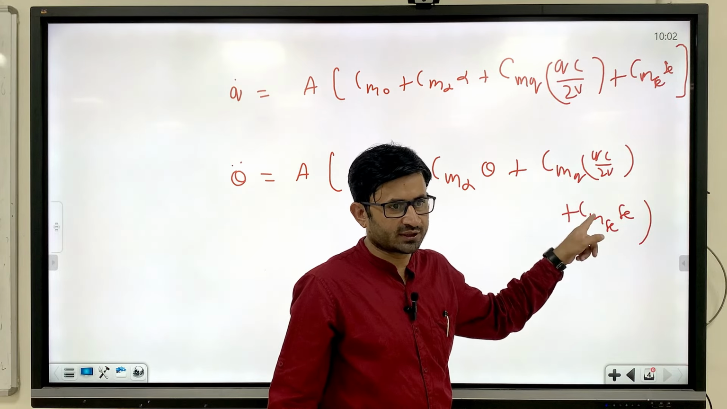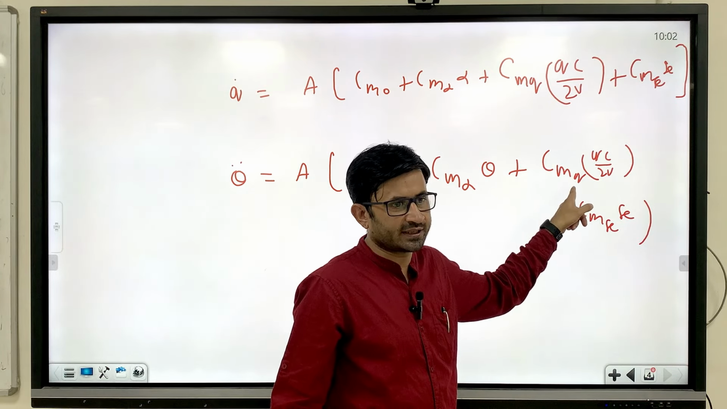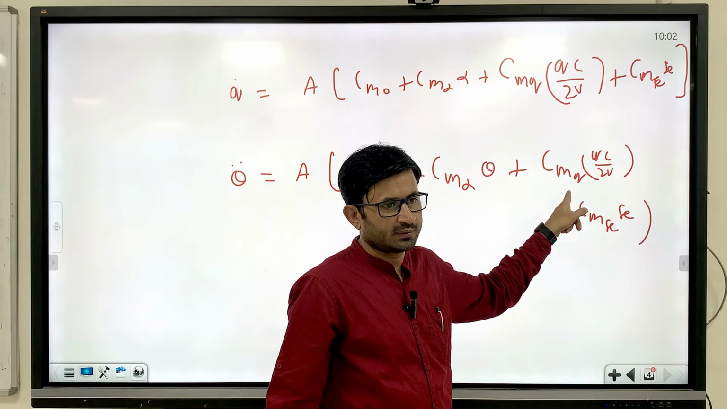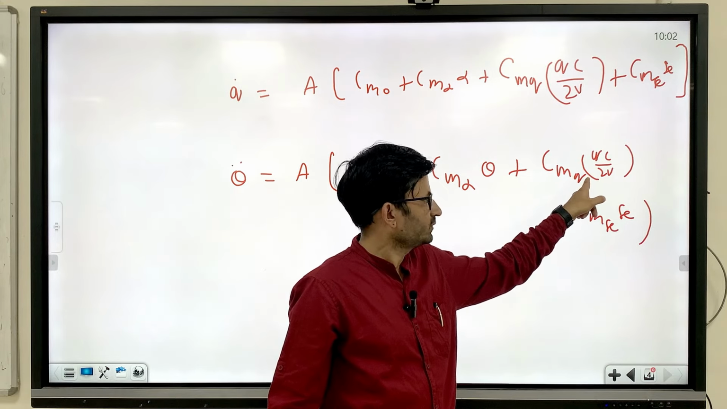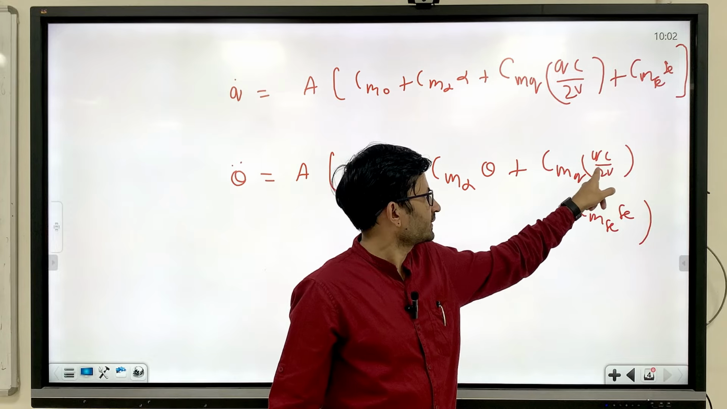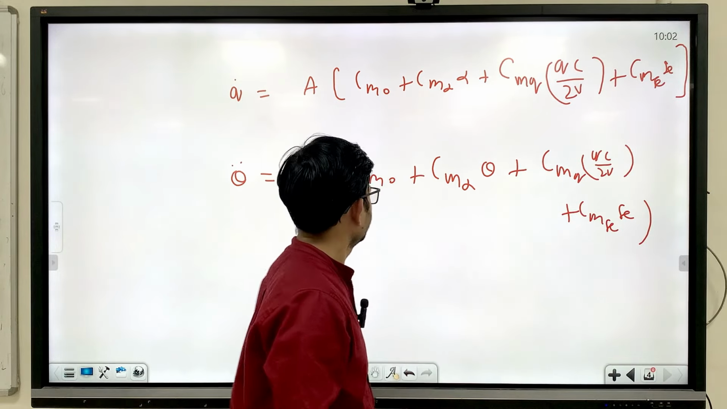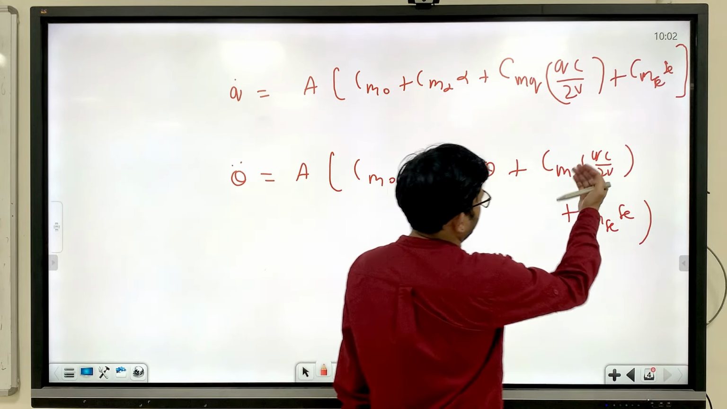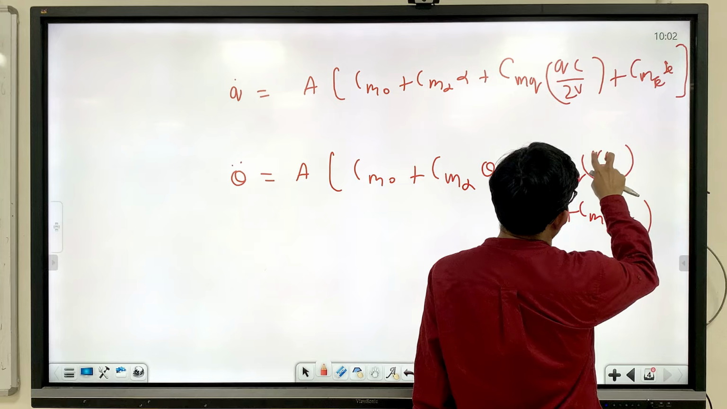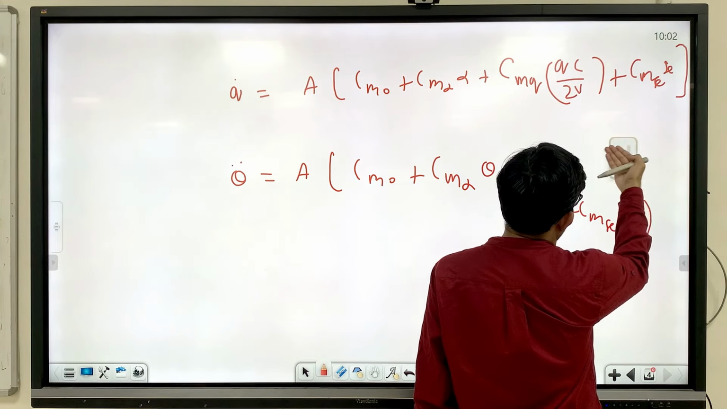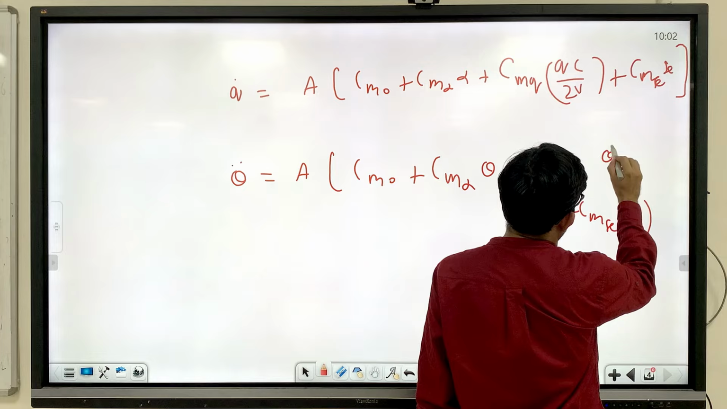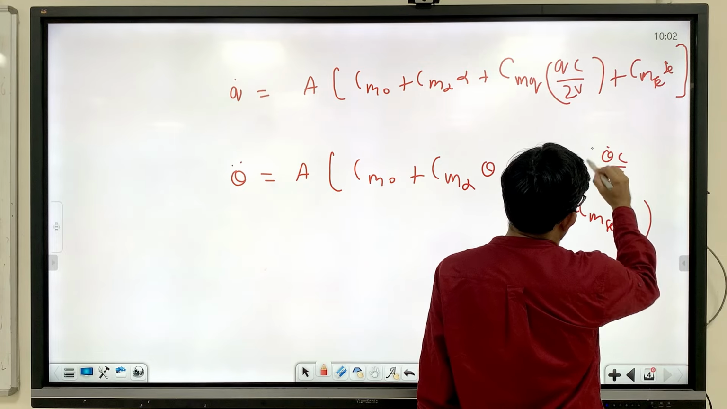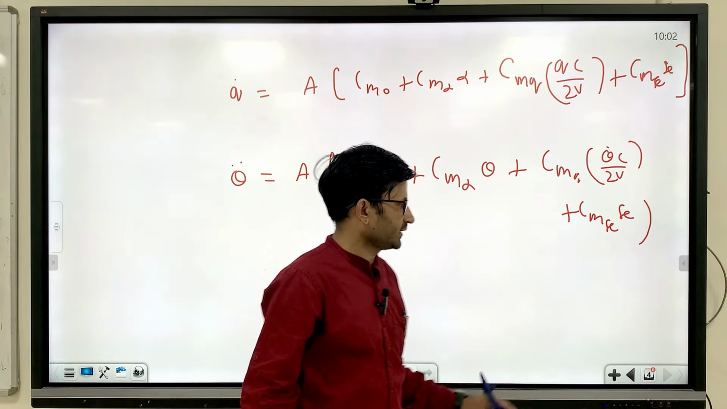Now, why have I written QC divided by 2V? Because you have to non-dimensionalize the things. This pitch rate has some unit, radian per second, right? So you have to non-dimensionalize. This is why QC divided by 2V we have written. Now this Q dot further you can write as Theta double dot, right? This equation.